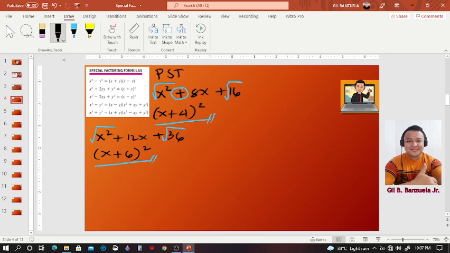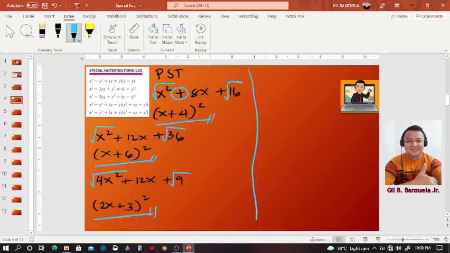So supposing I have 4x squared plus 12x plus 9. Alright, again, the first thing that we're going to do is to test if the first term and the last term are perfect square. So what is the square root of 4? Of course, 2. The square root of x squared, x. The square root of 9, 3. So basically, we simply copy the sign at the middle, then we put a square. And this is the final answer. So it's very, very easy. So let's try another one.